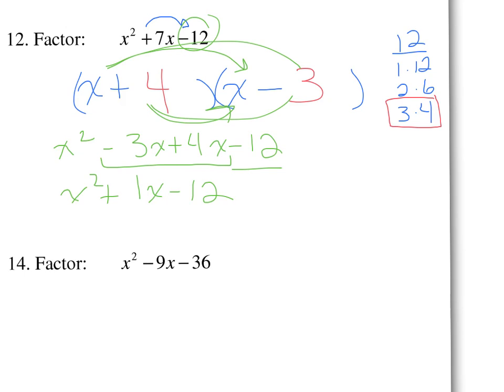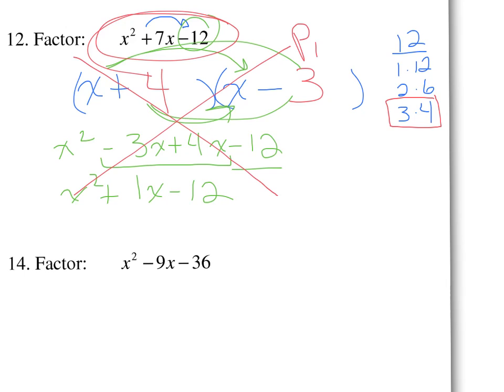If I make them both positive here, I'll get a positive 7 in the middle, but I'll get a positive 12 on the end. Turns out, you guys, that I don't know if the author did this on purpose. This trinomial cannot be factored because the signs are not consistent. We call this a prime trinomial. I don't know if he did it on purpose or not, but that's what it turns out to be.